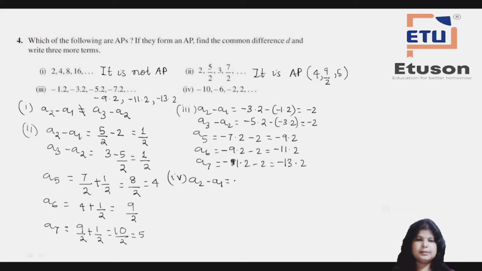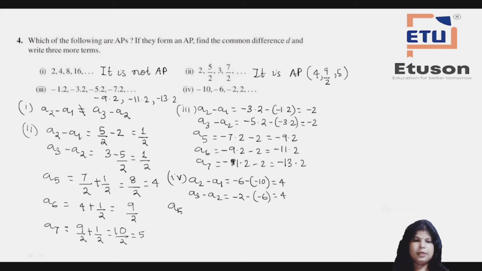A2 minus A1, that is minus 6 minus minus 10, that is 4. A3 minus A2, that is minus 2 minus minus 6, that is again 4. So there exists a common difference, and the common difference is how much? It is 4. So the common difference is 4.